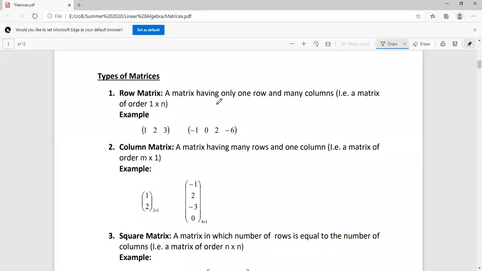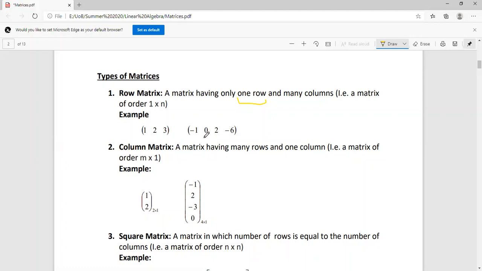All right. So there are certain types of matrices. A matrix having only one row. Sometimes your matrix can have one row and several columns. Okay. Because row is just one, so we call it a row matrix. Okay. For example, these two things. There are one row and 3 columns. Here, one row and 4 columns.